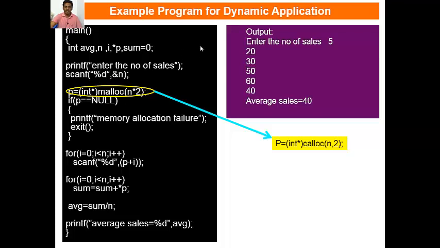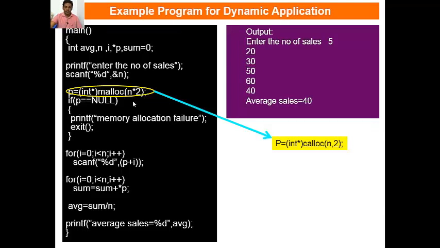So 200 to 209. 200, 201 is the first location. 202, 203 is the second location. So it allocates 200 to 209, but it returns the starting address. It allocates 10 bytes, but it returns the starting byte address, 200.